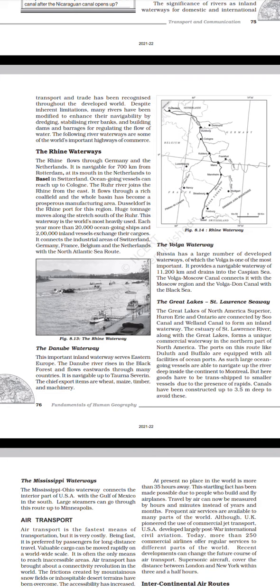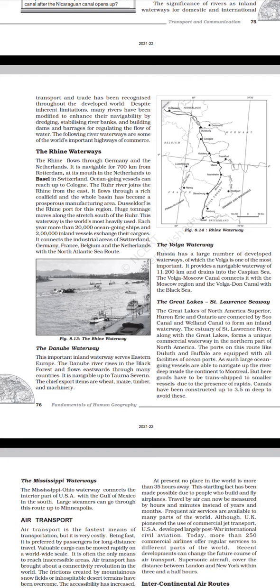The following river waterways are some of the world's important highways of commerce. The Rhine Waterways. The Rhine flows through Germany and the Netherlands. It is navigable for 700 kilometers from Rotterdam at its mouth in the Netherlands to Basel in Switzerland. Ocean-going vessels can reach up to Cologne. The Ruhr River joins the Rhine from the east. It flows through a rich coalfield, and the whole basin has become a prosperous manufacturing area. Dusseldorf is the Rhine port for this region.